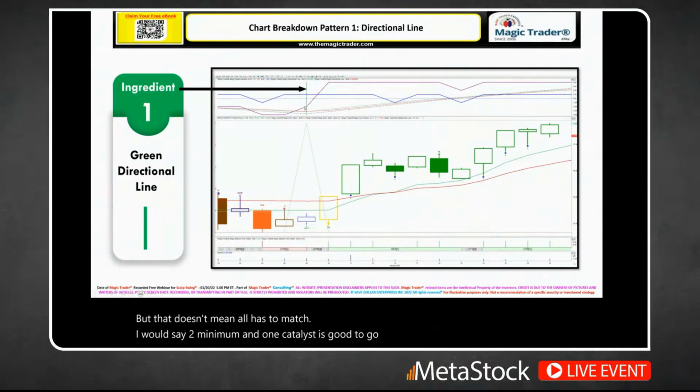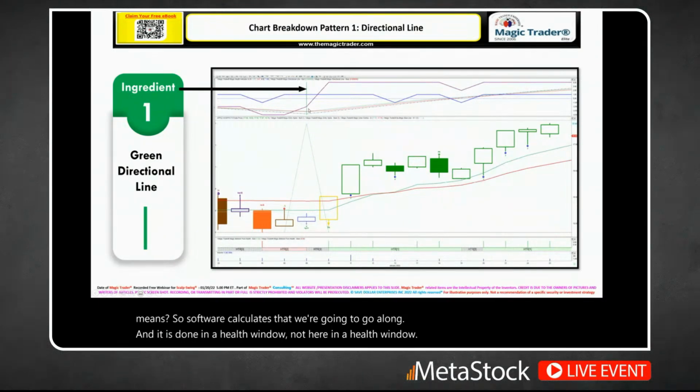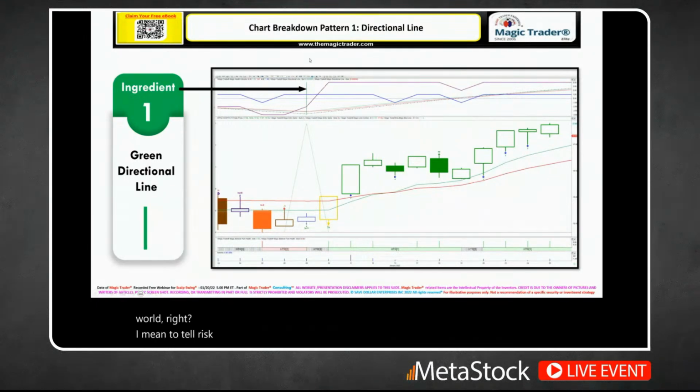Now let me explain to you each ingredient or pattern one by one. The vertical line is the green direction line. What that means is the software calculates that we're going to go long, and it is done in a health window, not here in a health window. And I prefer to look at that. Direction is clear. Also, it tells me that I could take the risk. So when I write my daily free WhatsApp messages to hundreds of people around the world, I mean to tell risk on. So this is a risk on situation.